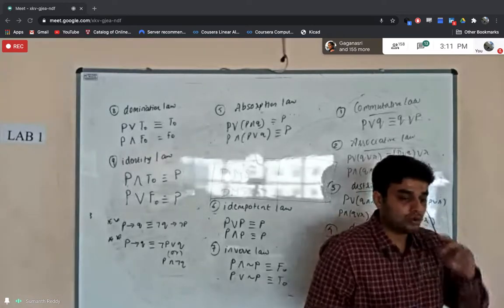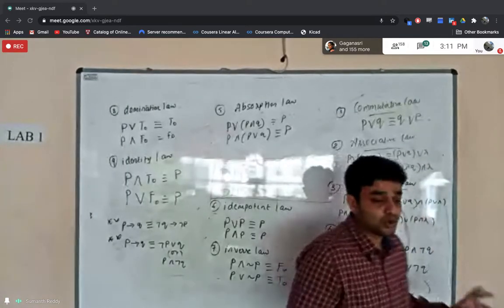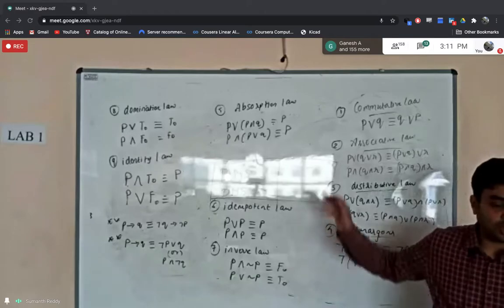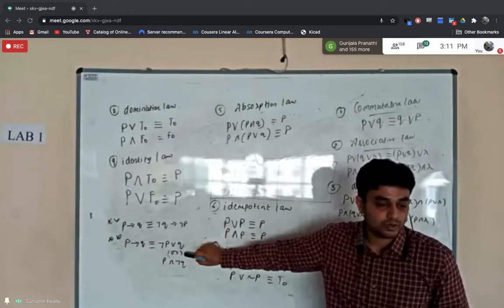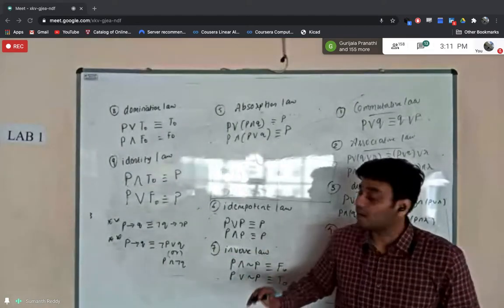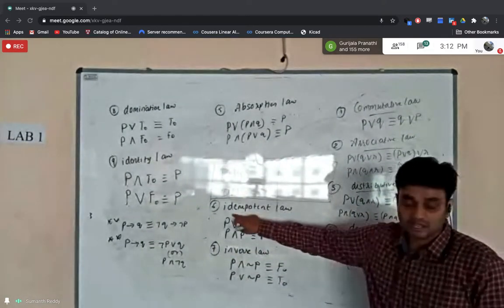Okay, so now I suggest you note down all these laws. Along with that, you have to note down these 2 formulas. While writing, try to memorize even the names.